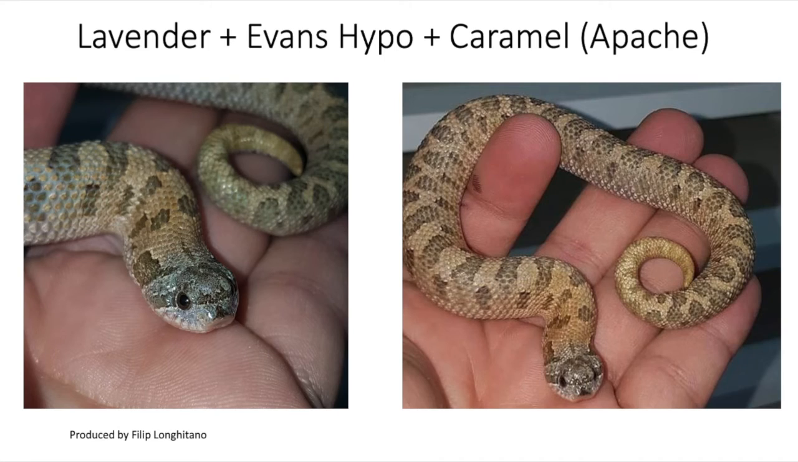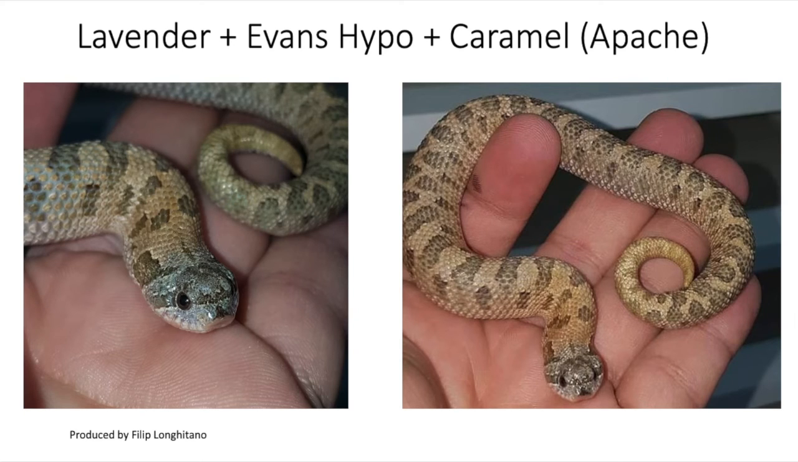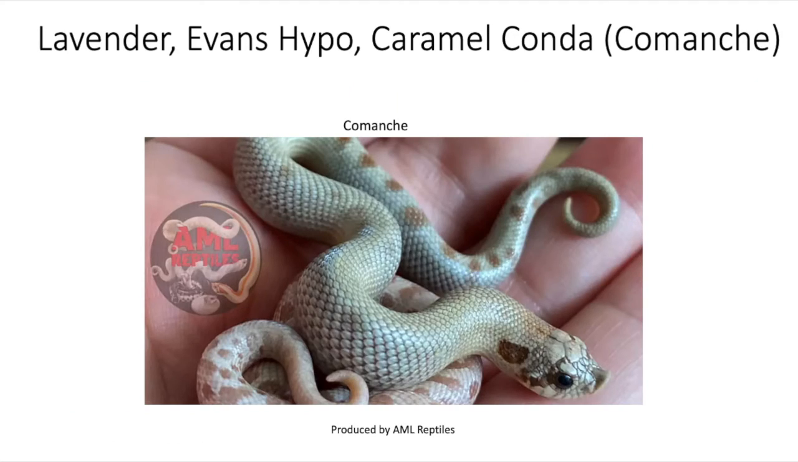And then if we take it a step further, we have the lavender Evans hypo caramel conda. So removing most of the pattern. And it is a completely different looking snake compared to the Apache. So this is the form without conda, and this is what it looks like with conda. And caramel is so variable. I'm pretty sure if this combination is produced again, it will have different looks.